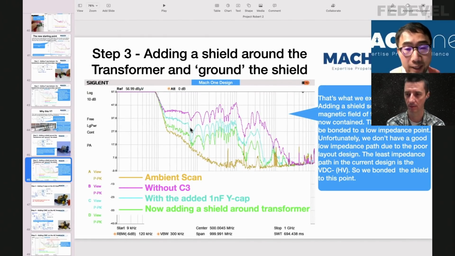Again, another 10 dB. The blue trace is where we had the Y-cap fitted, and now we put the shield in, and you can see the green trace. Another 10 dB, and it's quite effective across a wide frequency range. That's what we expected: we expected the shield to work, but initially we didn't see it, simply because of the reasons we just explained.